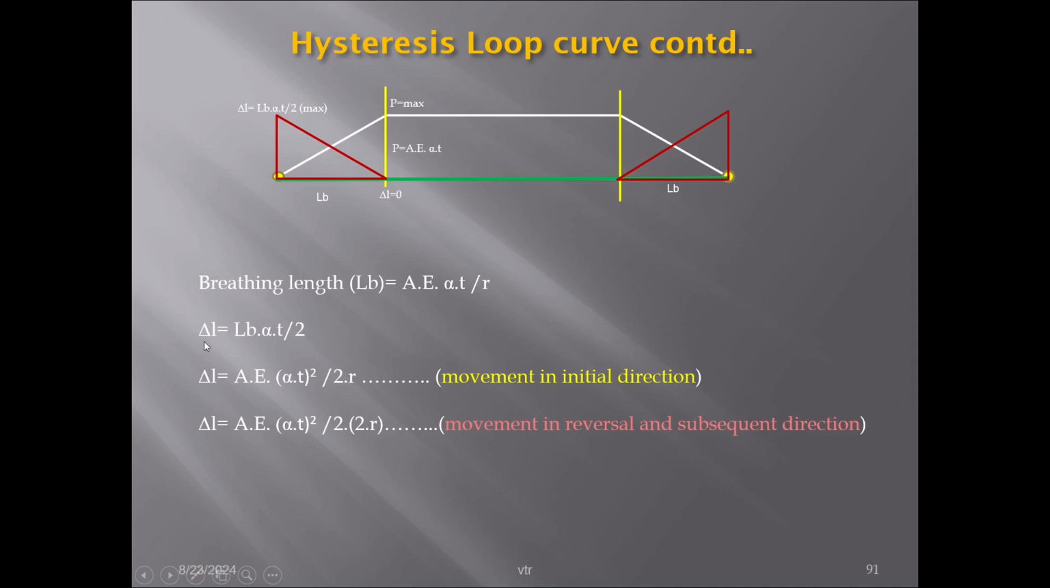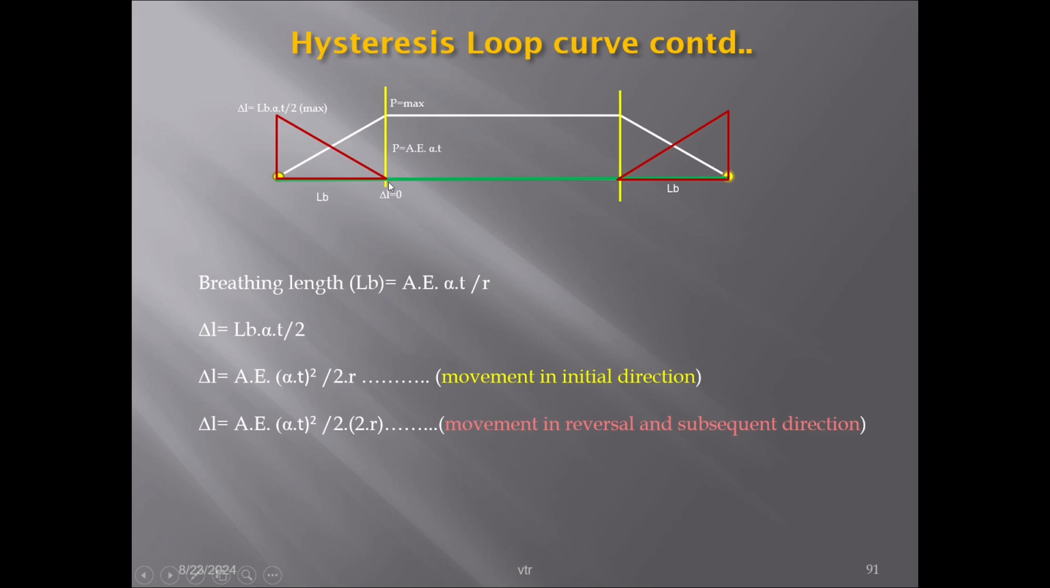Considering this equation, that is delta L equal to L_B alpha T divided by 2, substituting, we already know that the breathing length is equal to A alpha T divided by R. That means the complete maximum force due to temperature variations will be set up in the central portion, that is equal to P, where P equals A alpha T.